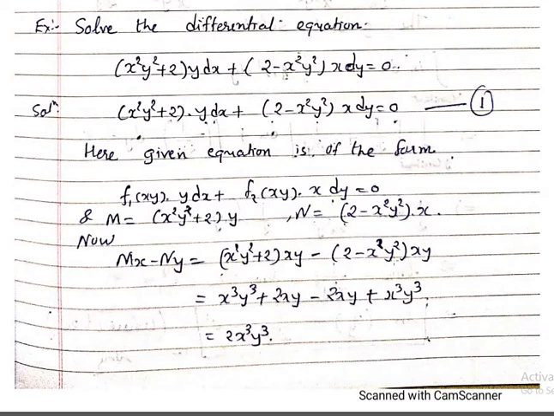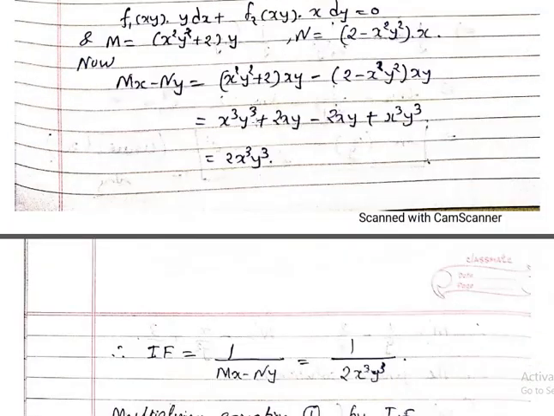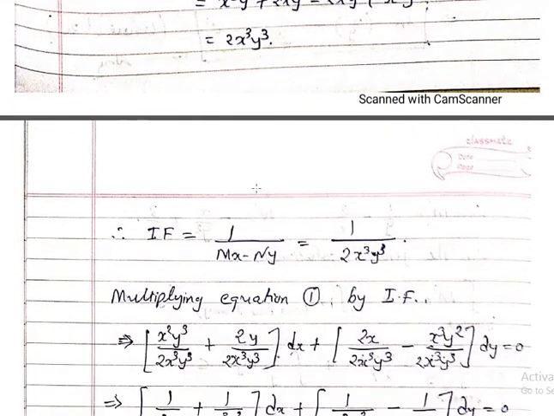Multiplying this inside and simplifying, that will give you x cube y cube plus 2xy minus 2xy plus x cube y cube. The 2xy will cancel out and we will have 2x cube y cube, and therefore our integrating factor is 1 upon Mx minus Ny, that will be 1 upon 2x cube y cube. Now once we have the integrating factor, then we have to multiply the original equation by the IF.